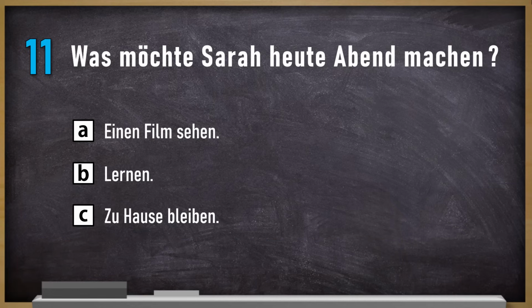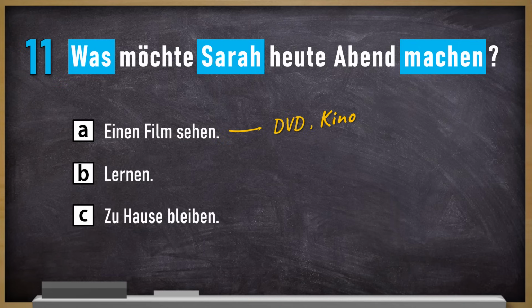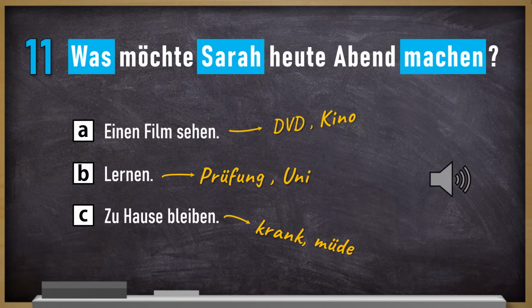Also ich habe 3 Wörter markiert. Was, Sarah, machen. Und ich habe geschrieben DVD und Kino. Both words are related to einen Film sehen. B, lernen. I thought of reasons why she might want to learn, or maybe she has to learn. Prüfung oder Uni. And I also considered why she wants to stay at home. Maybe she is sick or tired. Krank oder müde. Und jetzt hörst du Nummer 11. Now you will listen to number 11. You will listen to it twice.